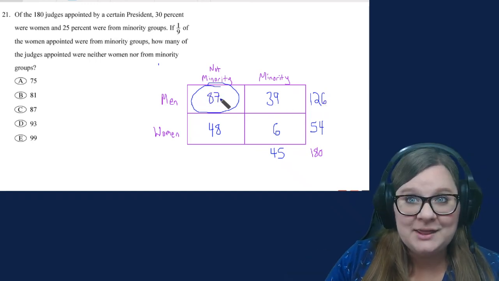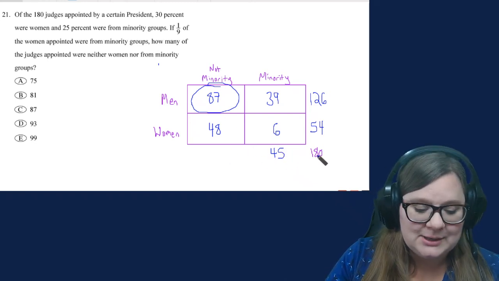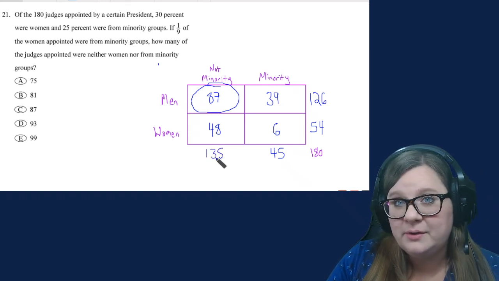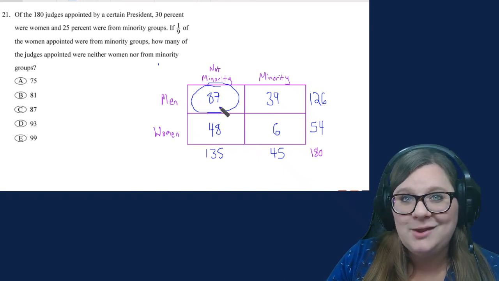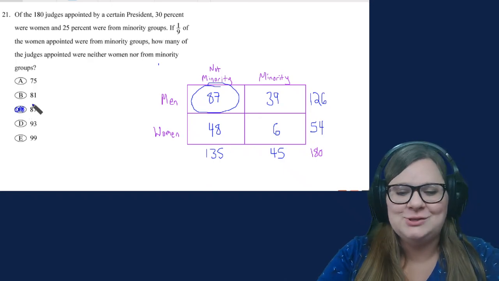Now we can check that the other way. We can say there were 45 in minority groups out of 180. So 135 were left over to be not in minority groups. 48 of them were women. When you subtract 48 from 135, you get 87 that way as well. So in both cases, we have answer choice C.